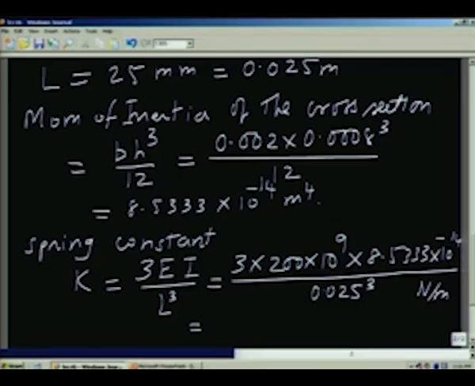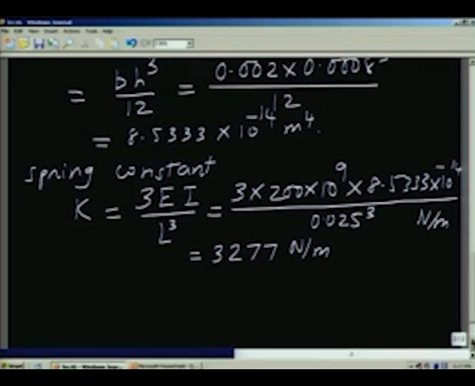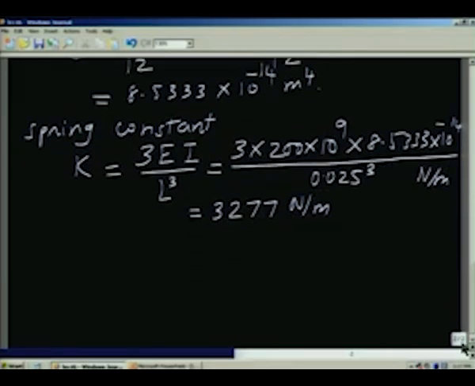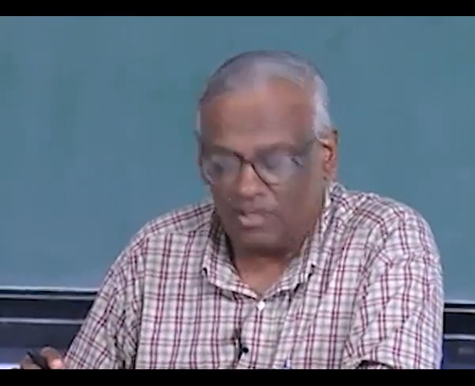We can actually verify that EI by L cube, this is gigapascals or pascals, this is in meter to the power of 4, and this meter cube, you can show that it is equal to newtons per meter, which is going to be 3277 newtons per meter. So, that is the first quantity of interest to us. We wanted to calculate the spring constant for this particular application, where the load is applied at the free end of a cantilever beam made of spring steel of the given dimensions.